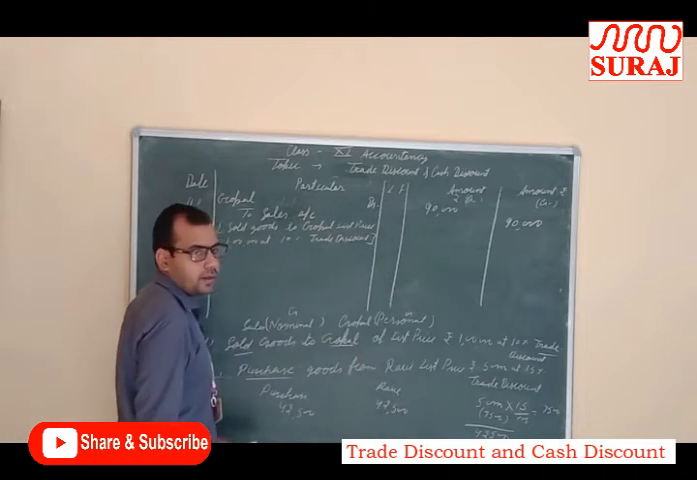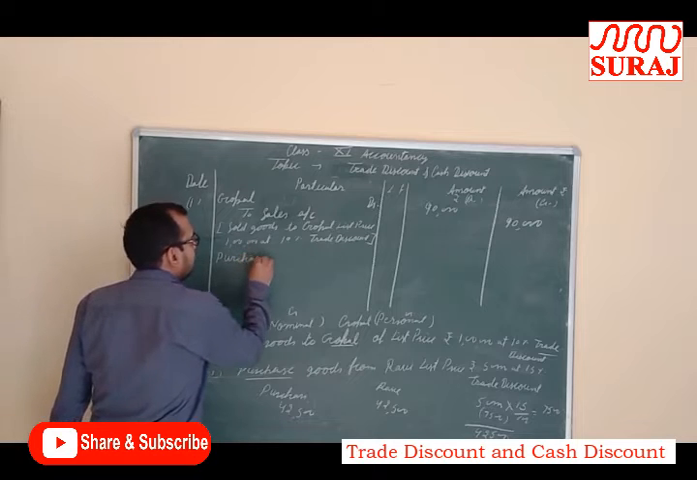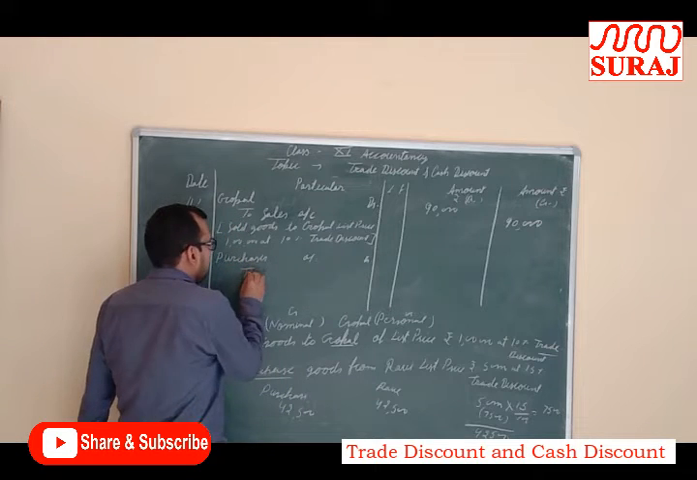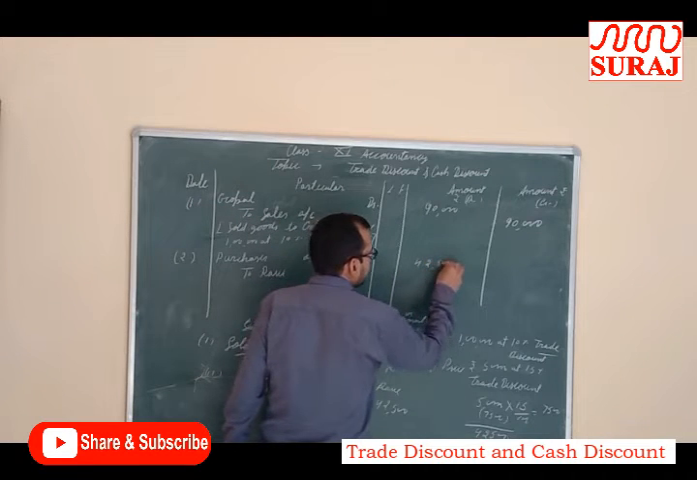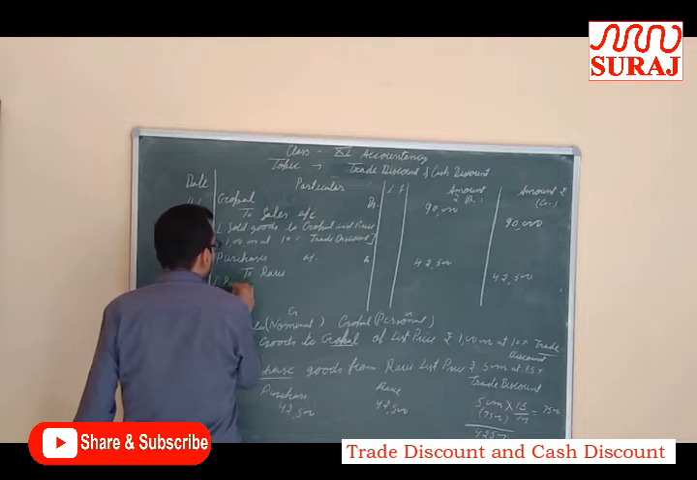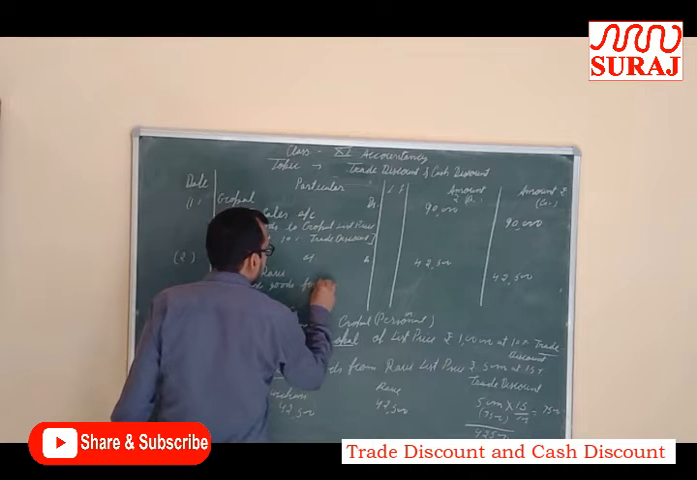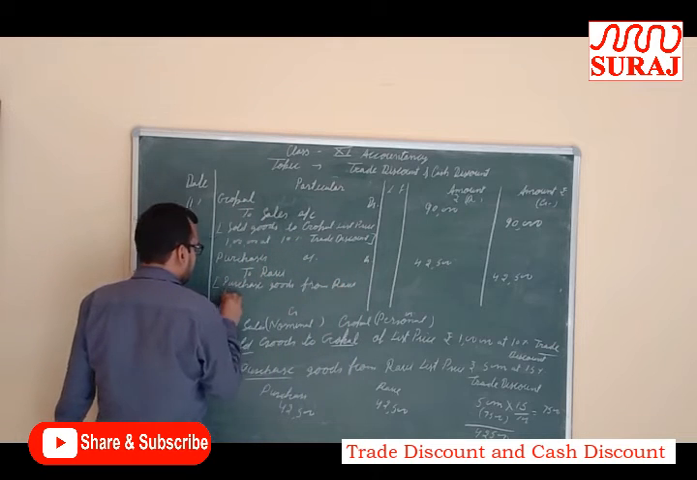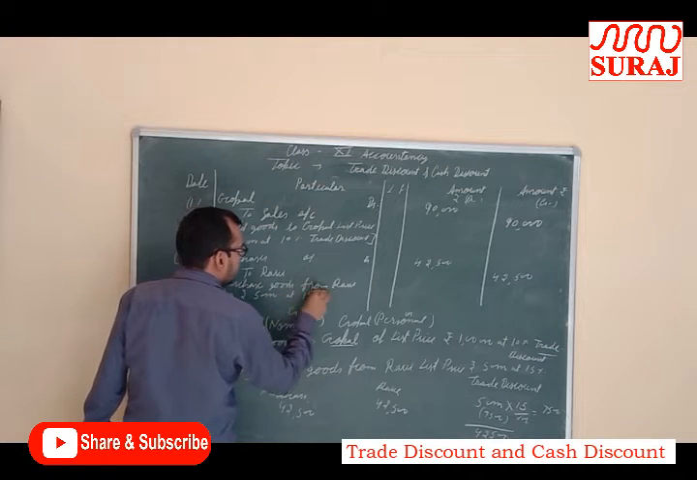Purchase is nominal, Ravi is personal. Debit all expenses and losses, credit all income and gains. Purchase is an expense, so Purchase account will be debit. Ravi is personal: debit the receiver, credit the giver. Ravi is the giver, so credit. 42,500. Narration: purchased goods from Ravi, 50,000 at 15% trade discount.